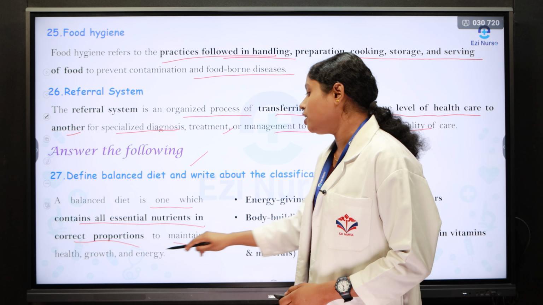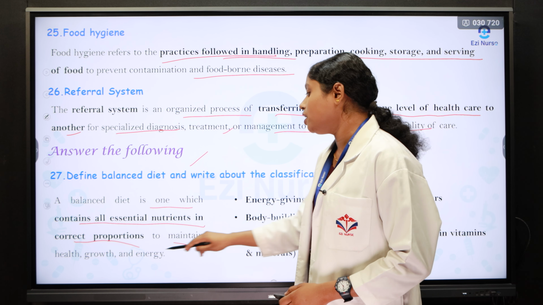Now let's discuss the classification of food. The first one is energy giving foods like cereals, fat, oils and sugar. Next is bodybuilding foods like milk, egg, meat and pulses. The next category is protective foods, fruits and vegetables rich in vitamins and minerals. So this is the classification of food.